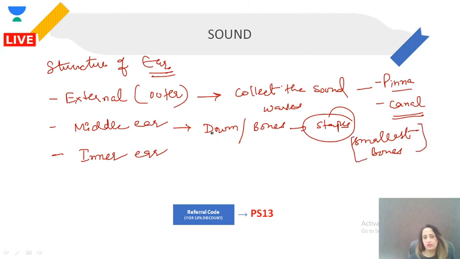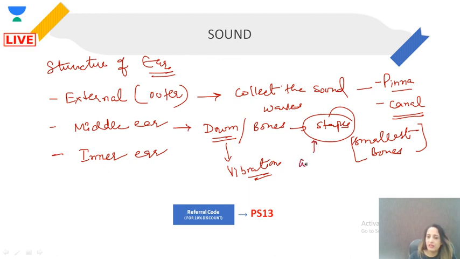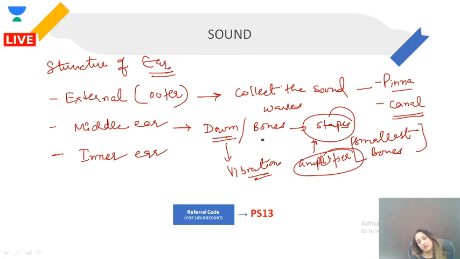This one, the drum that we have, it vibrates, because as we know, vibration is important. This drum will vibrate, and these little bones act as an amplifier, right? They act as an amplifier to amplify the sound waves that we are getting.